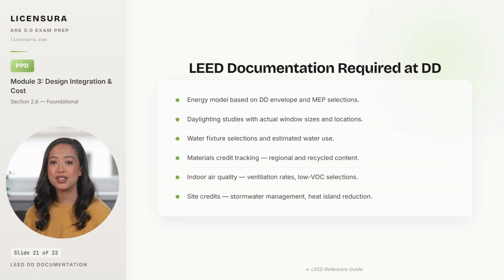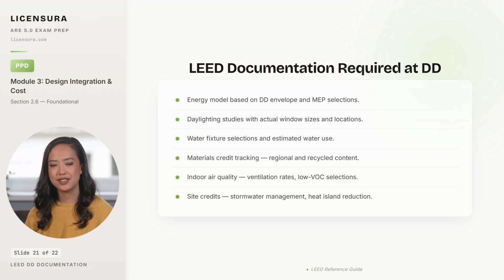6 LEED documentation deliverables that lock in or lose credits at DD. The energy model, based on DD envelope and MEP selections, not SD placeholders, is the basis for energy and atmosphere credits, and the model must match the building actually being designed, or the credits do not survive review. Daylighting studies with actual window sizes and locations, because the daylighting credit requires verifiable percentages of regularly occupied area achieving target illuminance levels, and you cannot do those studies on a building whose windows are still placeholders.